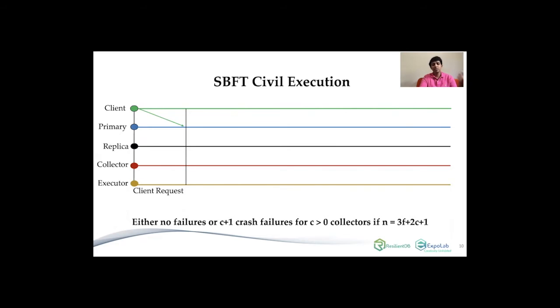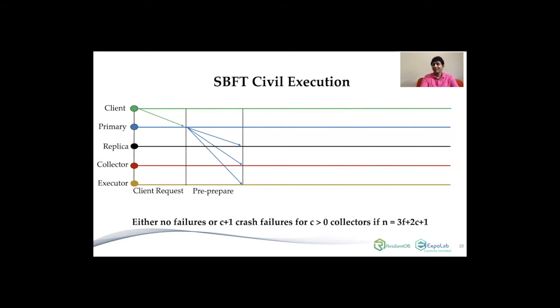Let us look at how SBFT works. In this system, we are again having 4 replicas, but now some of them have designated jobs. There's a primary replica, there's a collector, there's an executor. The client sends his request to the primary. The primary creates a pre-prepare message. He assigns a sequence number. He sends that to all of the replicas.